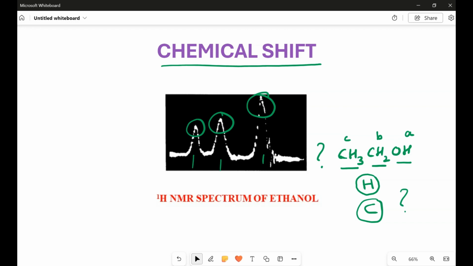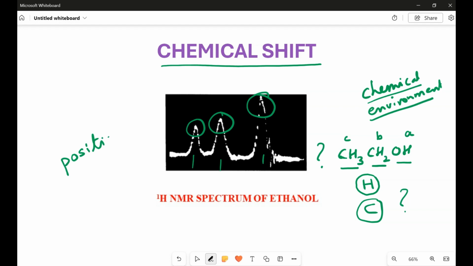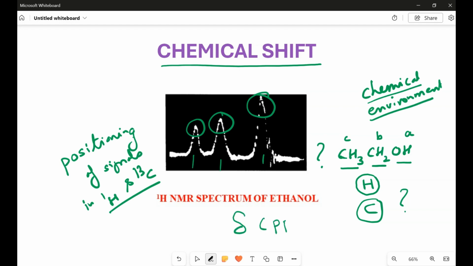So, chemical shift means the shift in the signal based on the chemical environment. If a proton has a different chemical environment, it will give you a different signal, that we already know. And where will the signal lie? So, we are going to discuss in this video regarding the positioning of signals in proton NMR and carbon NMR. The positioning of signal talks about the chemical shift which is given in delta in parts per million.